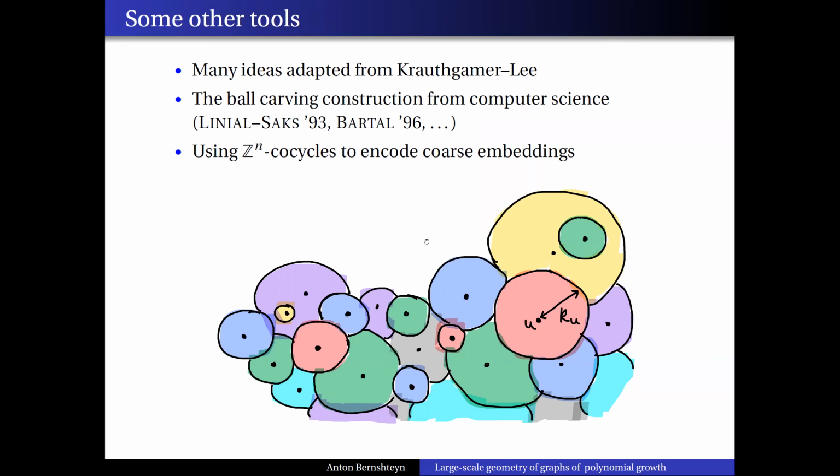And somehow we use cocycles to encode coarse embeddings. Somehow working with embeddings directly doesn't work, so you need to do something clever with Z^m cocycles instead. And this picture here is an illustration of the ball carving construction, artist's impression. But I will not tell you what this means because I'm out of time.